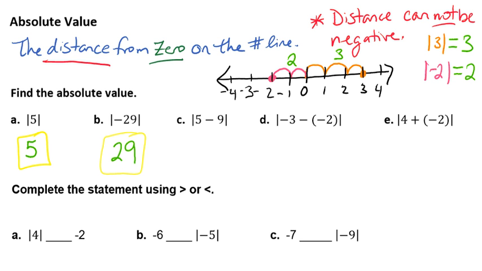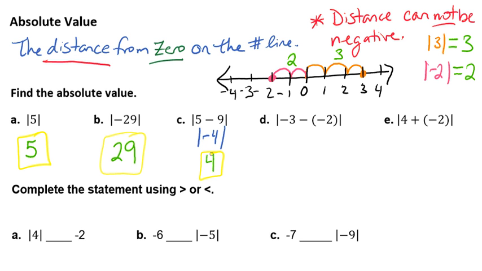For our next example, we have the absolute value of 5 minus 9. So if we have 5 positive numbers and we take away 9, we're going to end up having the absolute value of -4. And that should be 4 spots from 0 on the number line.